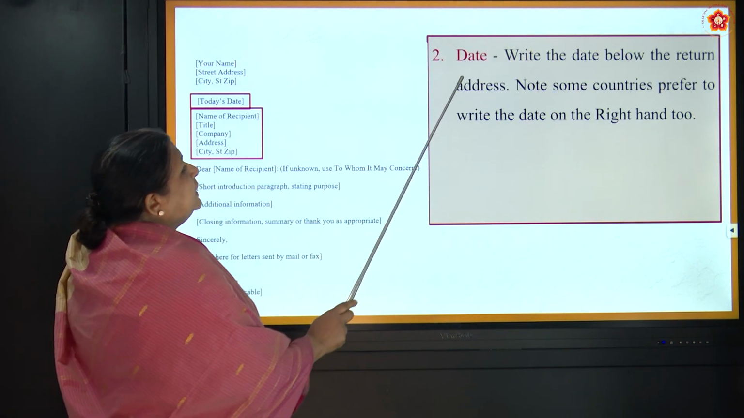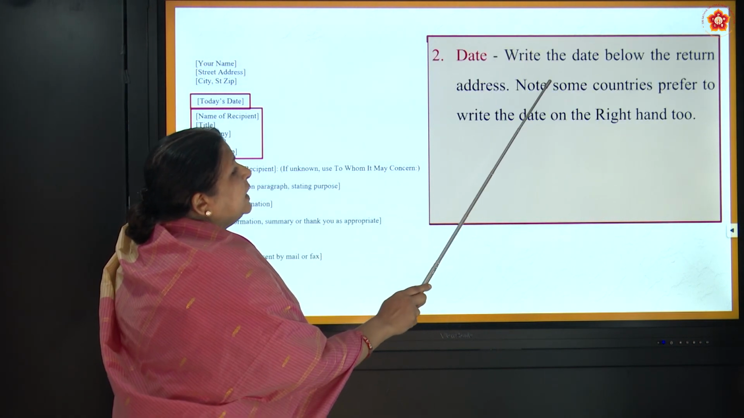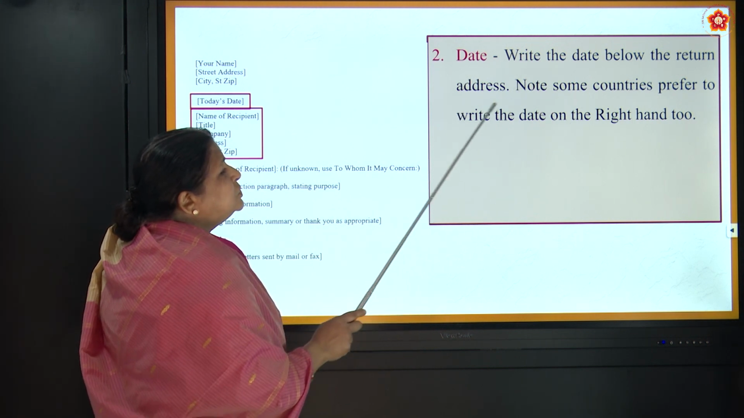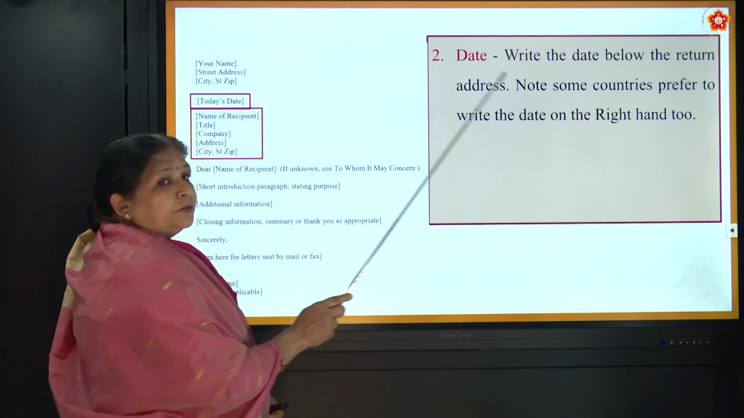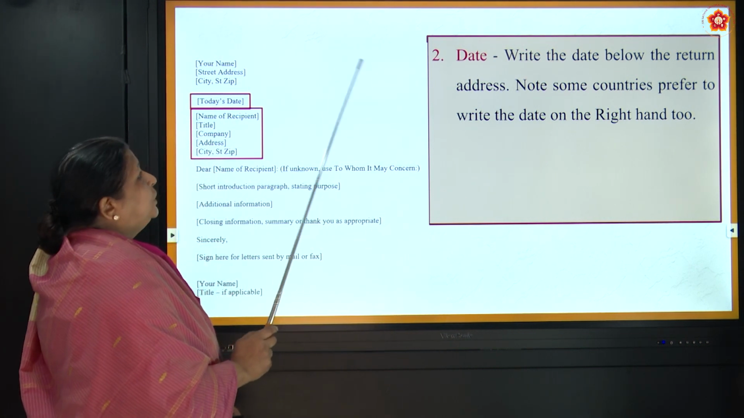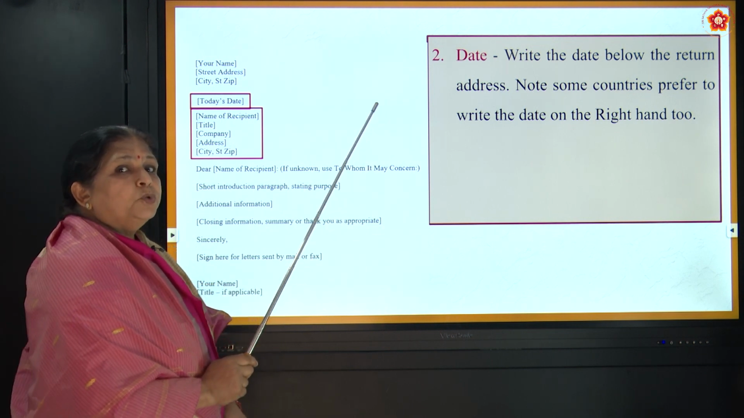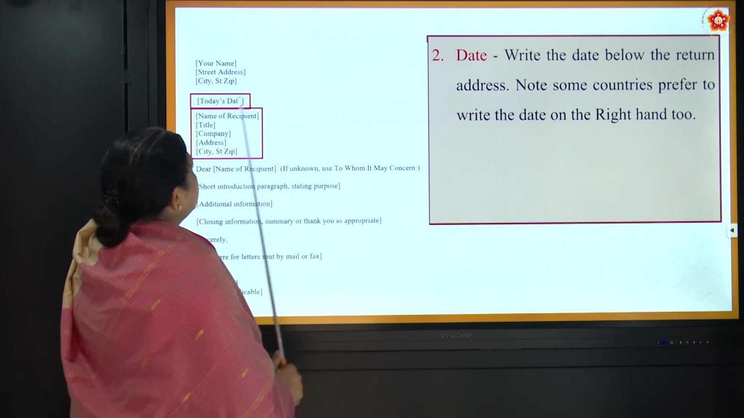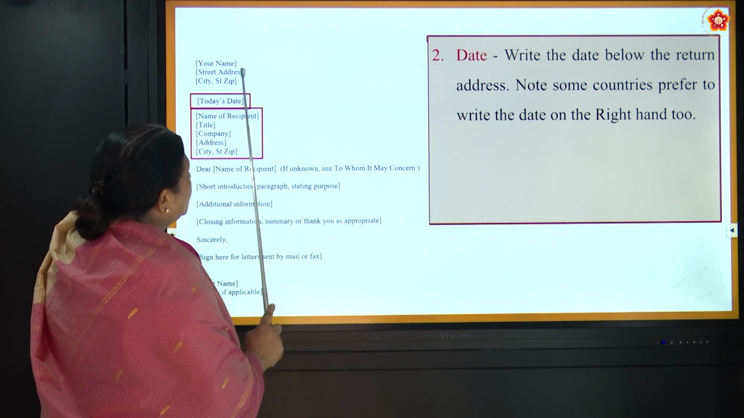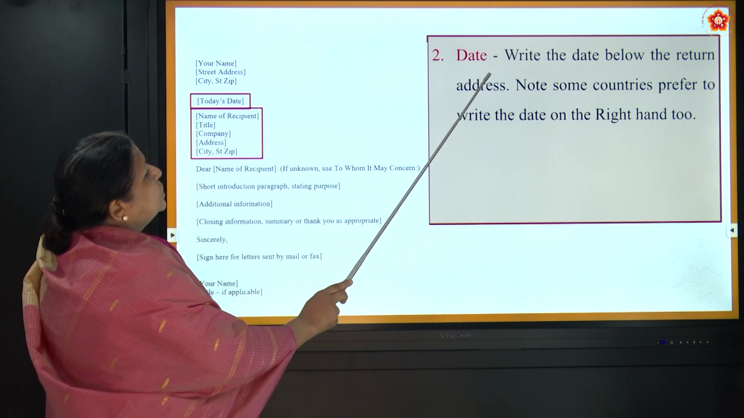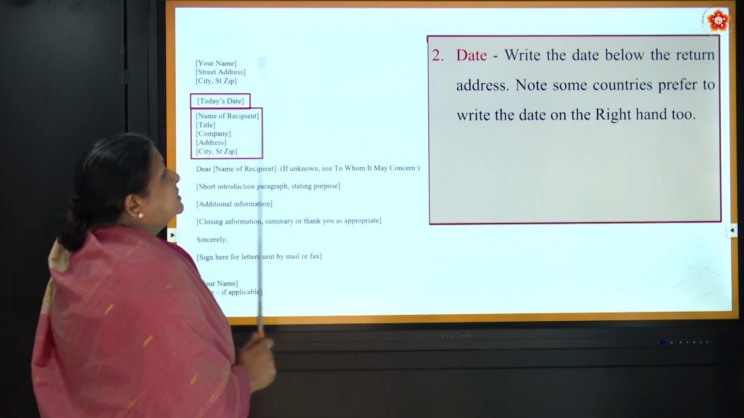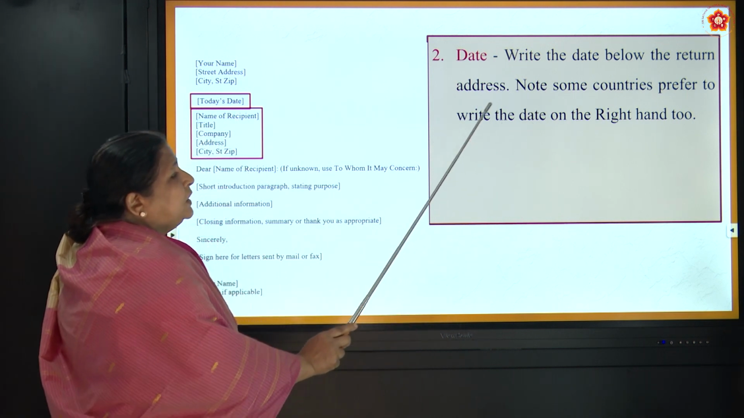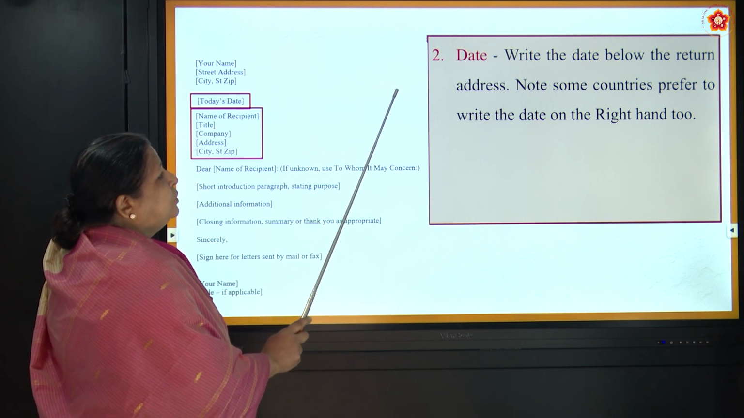Then we have the date. Write the date below the return address, meaning your address. Note, some countries prefer to write the date on the right hand side too. This is very important. The country to which you are writing also matters a lot.